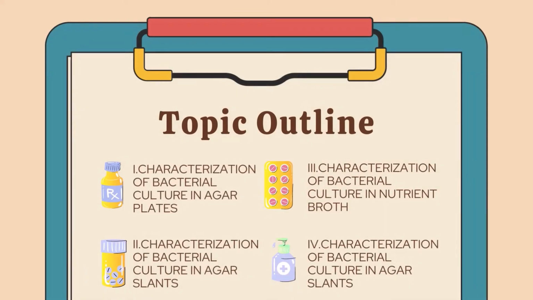Our topic outline. First, characterizations of bacterial culture in agar plates. Second, characterizations of bacterial culture in agar slant. Third, characterizations of bacterial culture in nutrient broth. Fourth, characterizations of bacterial cultures in agar slants.